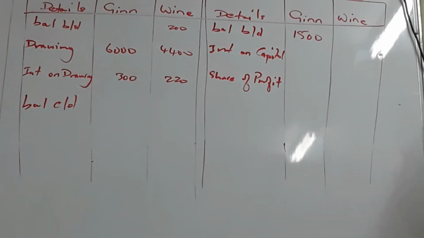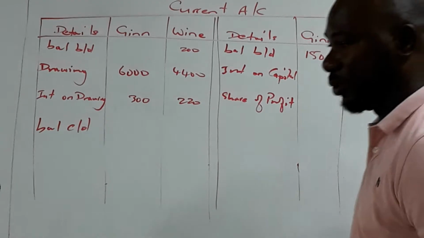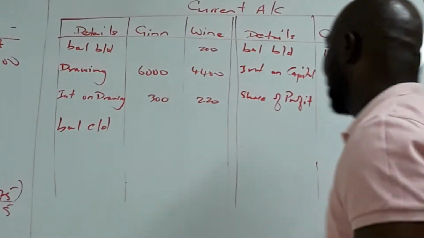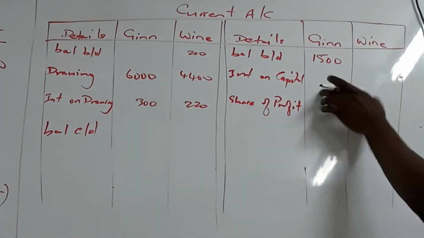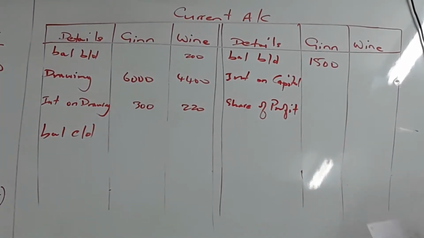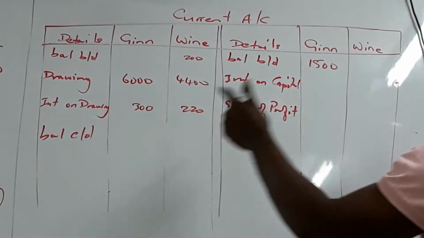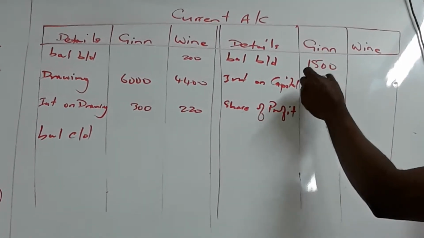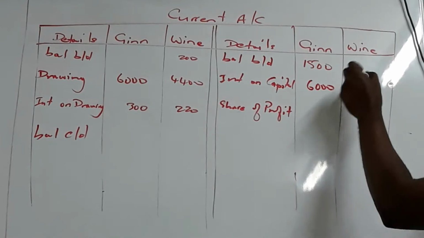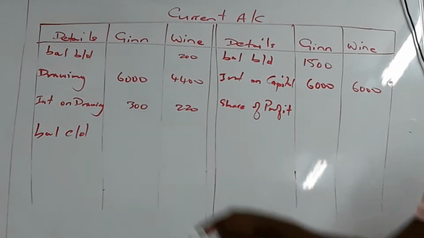So as we were saying, anything in your appropriation account that you would have subtracted, we'll now find on the credit side of our current account. So interest on capital. Remember, the interest on capital as it relates to Gin was 6,000, and likewise for Wine it was also 6,000. These were calculated in your appropriation account.